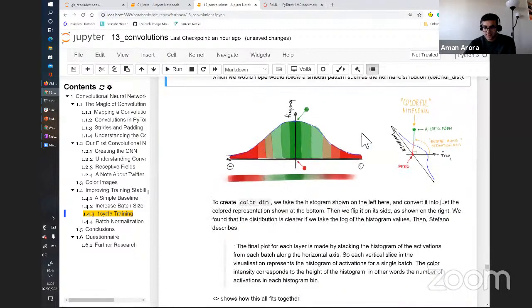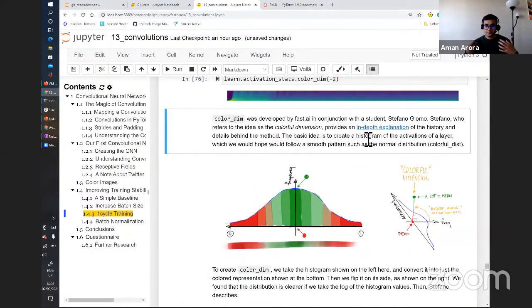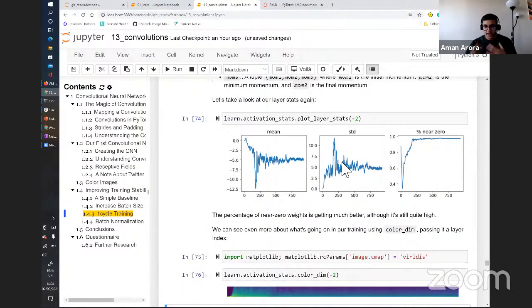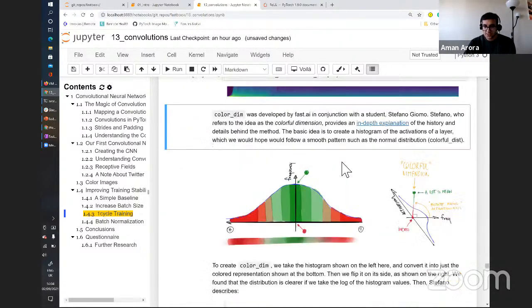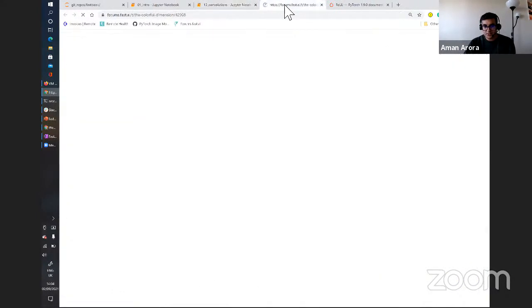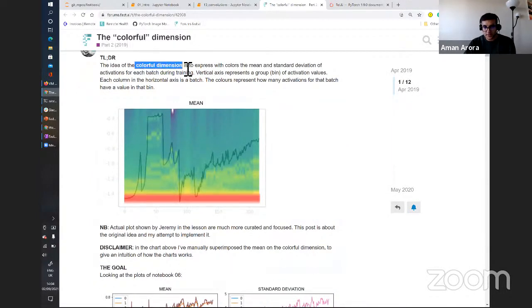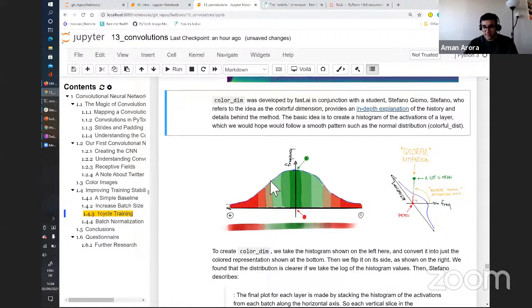Cool. So in this case, there's this idea from one of the FastAI students, who developed a chart to look at what the distribution of my activation function looks like after each layer. I will go to the in-depth explanation and try to explain what's happening. There is this idea called the colorful dimension. See how this is a normal distribution. If you have a higher value, it's represented by green. If you have a lower value, it's represented by red.